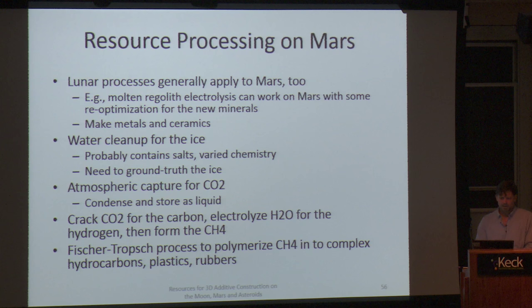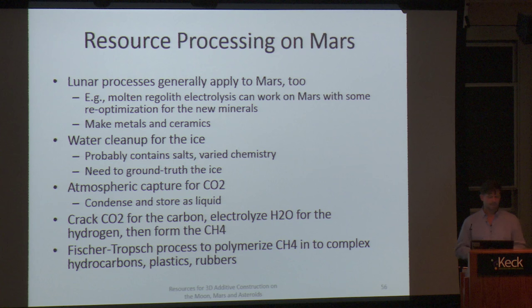The lunar processes that we've been working on apply to Mars as well. The ISRU community has always had this strategy that if you develop a process that works on one planet, build it as a building block, and then you can repurpose it to every destination in the solar system. So molten regolith electrolysis can work on Mars with some re-optimization for the minerals. Therefore, you can make metals and ceramics on Mars.